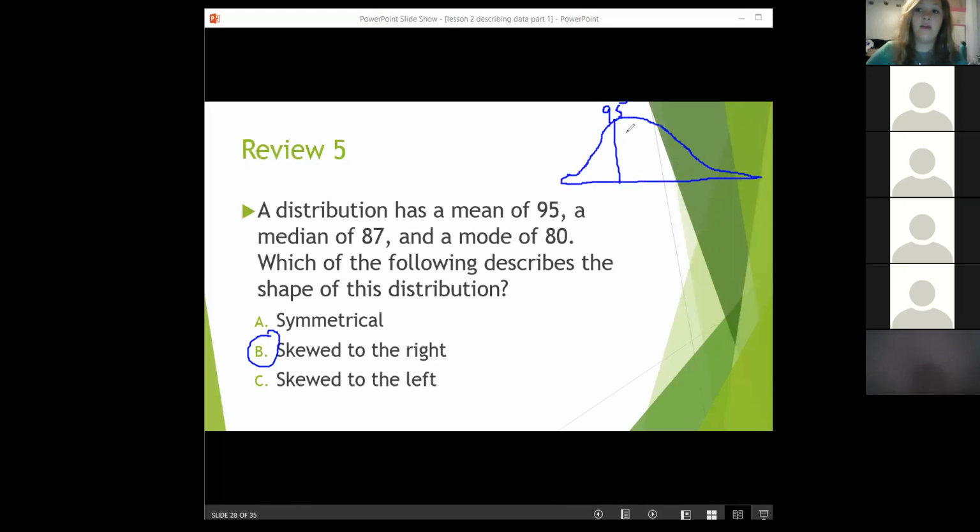So if you think about it this way, this shouldn't be 95. Let's say our mean is going to be the center, remember. So this could be 95, maybe our median's over here at 87, and then our mode is 80. Technically, our mode should be the highest one, like the highest point. You guys get the idea, and that's more spread out down here because we don't really have anything going on over here. So skewed to the right.